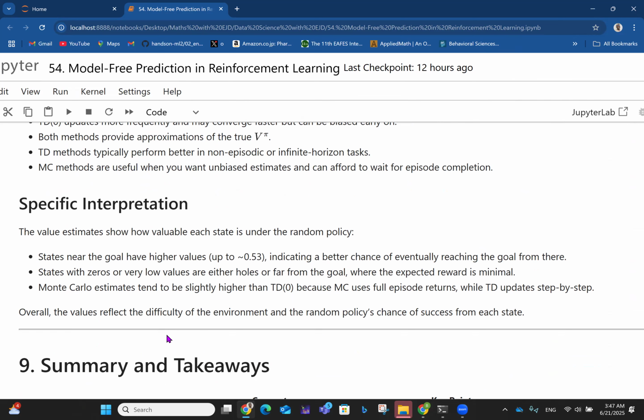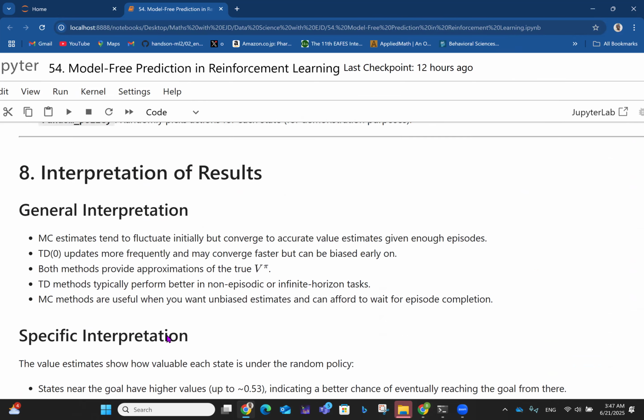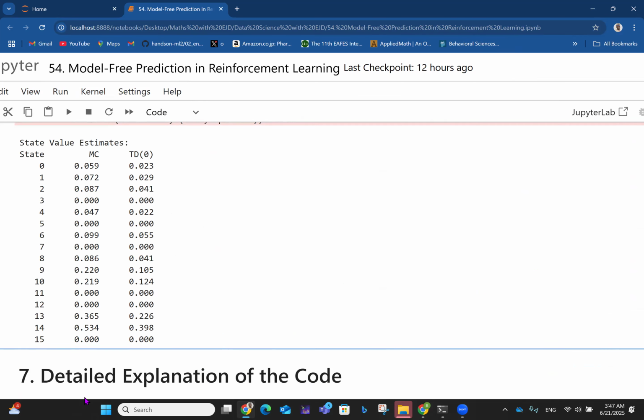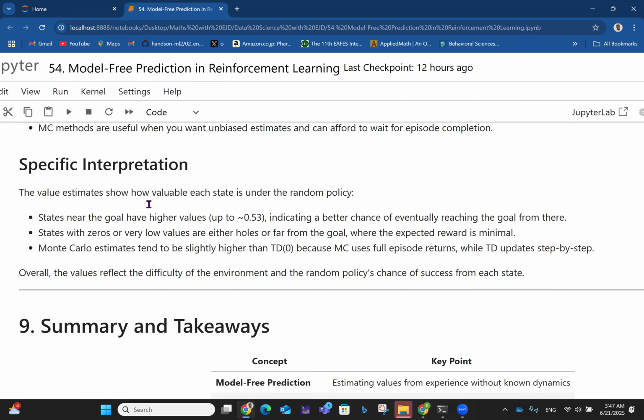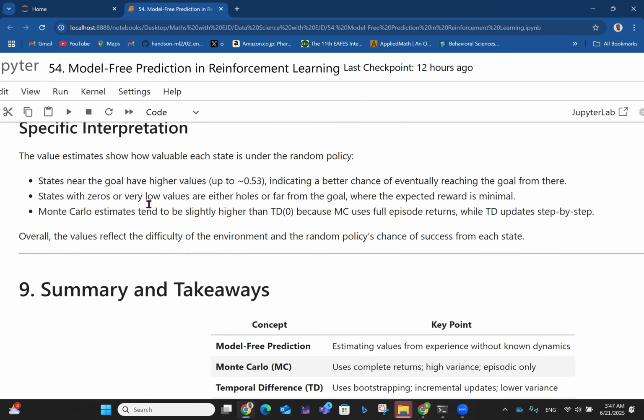at those points. Monte Carlo estimates tend to be slightly higher than the temporal difference prediction values because Monte Carlo uses full episode returns, while TD updates step by step. So you see generally that Monte Carlo values are bigger than the temporal difference values, right? So those are the specific interpretations.